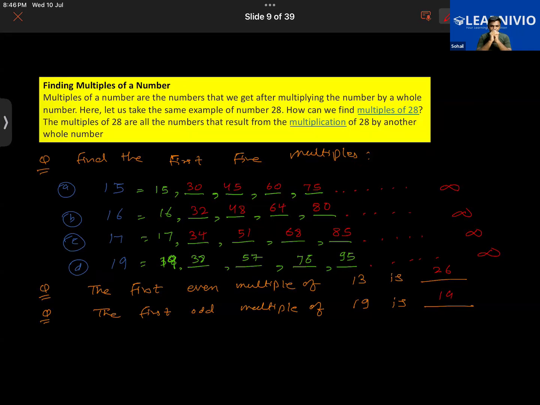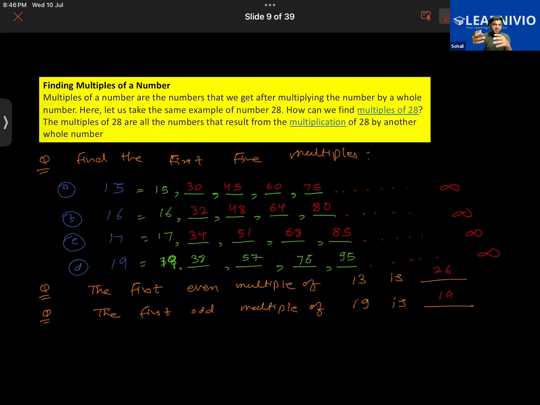Okay, and the multiple of 0 is 0 itself. And 0 will be a multiple of every number, right? Also, every number is a multiple of itself, right? Like 3 ones are 3, 193 ones are 193. So every number is a multiple of itself.